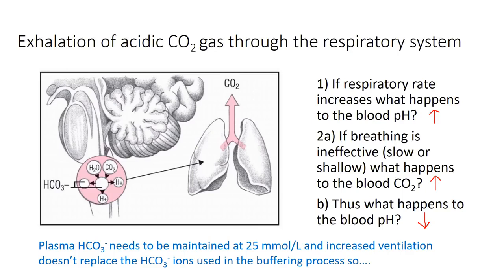Now, as we said earlier, when this happens, bicarbonate is basically not replaced in the respiratory system, and so the bicarbonate needs to be maintained at 25 millimoles per litre, and this increased ventilation doesn't replace the bicarbonate ions, so we need to somehow generate more bicarbonate.